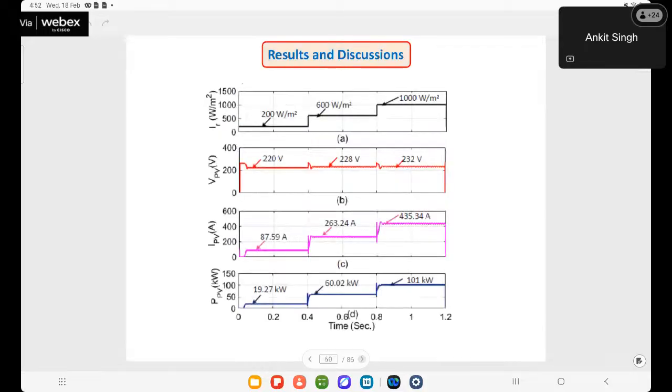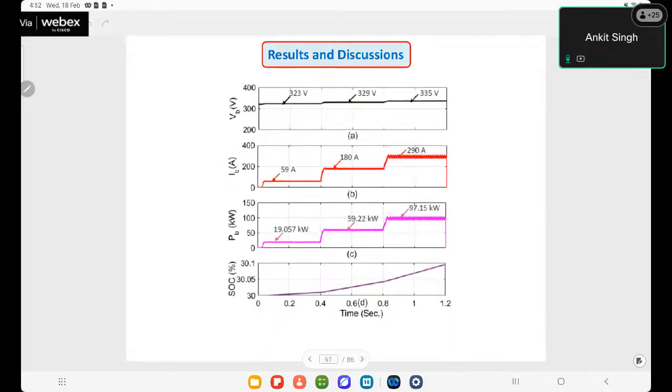This is the solar PV power variation with different solar irradiance. We can see at 1000 solar irradiance power generated is 101 kilowatt, and at 200 solar irradiance it is around 19.27 kilowatt. This is the battery voltage, battery current, battery power, and SOC variation.